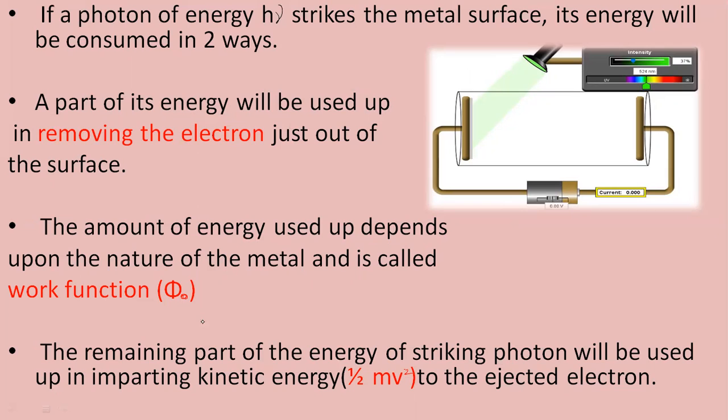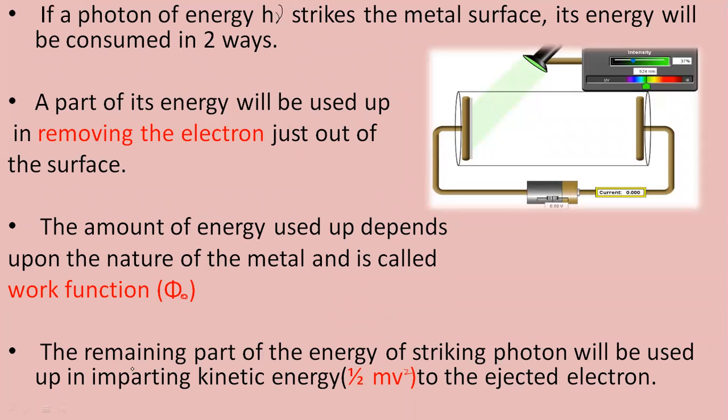And the next point is that the remaining part of the energy of the striking photon will be used up in imparting kinetic energy to the ejected electron. Or in simple words, the remaining part of the energy is used to impart the kinetic energy, whose formula is equal to 1 by 2 mv square. So the total amount of energy is consumed in two ways. The first is the energy required to remove the electron, which is called the work function, and the remaining part of the energy is used to impart the kinetic energy.